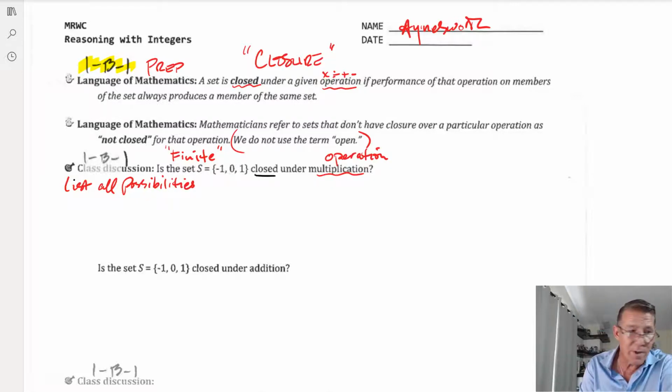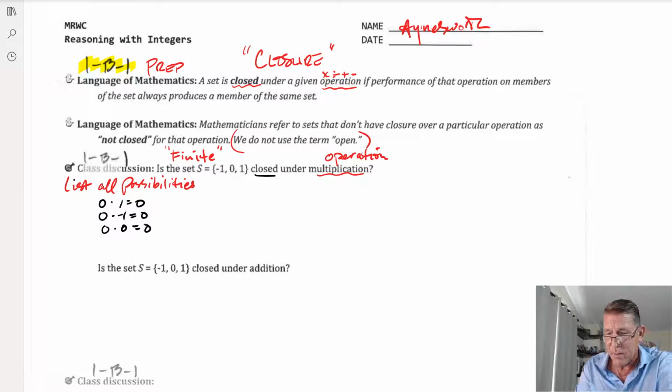So here we go. Let's start off with 0, for example. If I take 0, one of the numbers in there, and I multiply it by every other number, including itself, what do we get? So 0 times 1, well that's not 1, that's 0. Okay, 0. 0 times anything is 0. 0 times -1, that's still 0. And 0 times itself is 0. So notice that I start off with 0 and I multiply it by every other number in there, including itself.